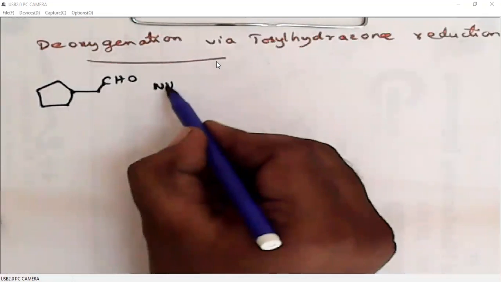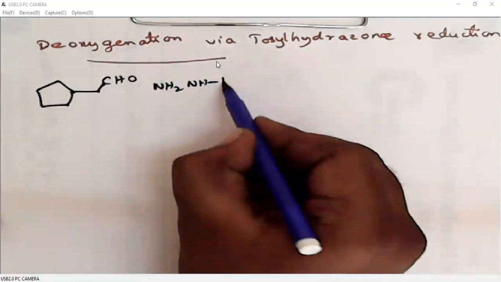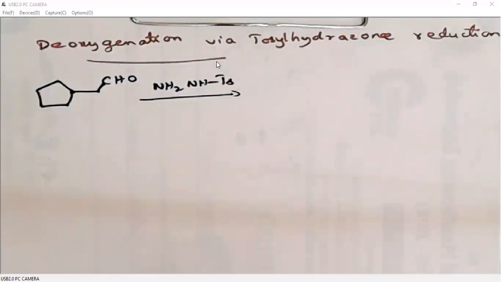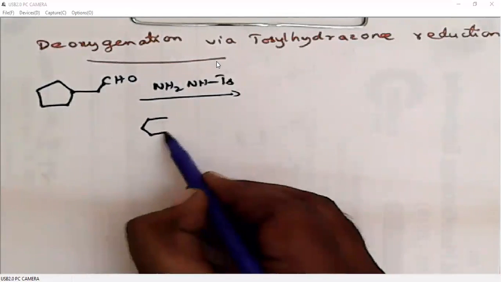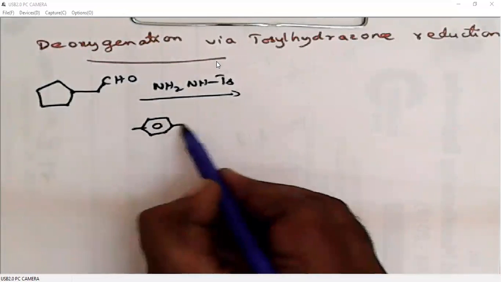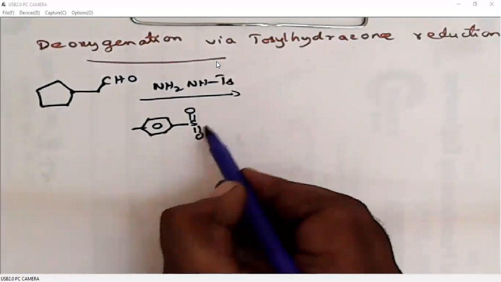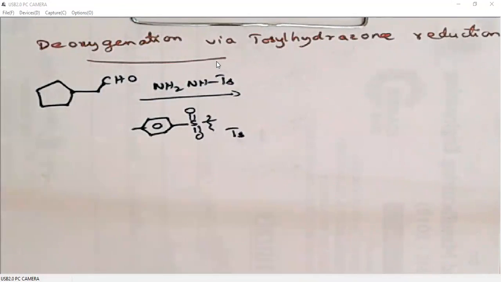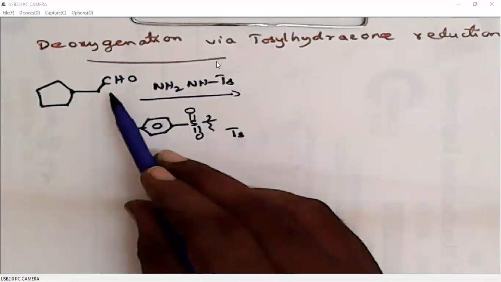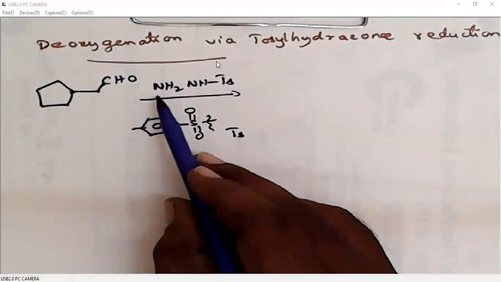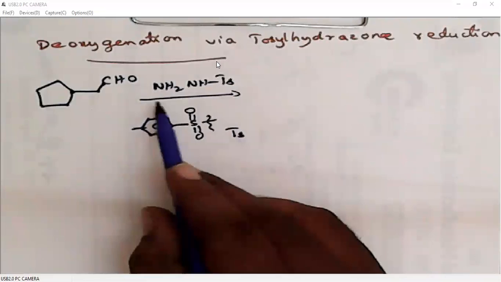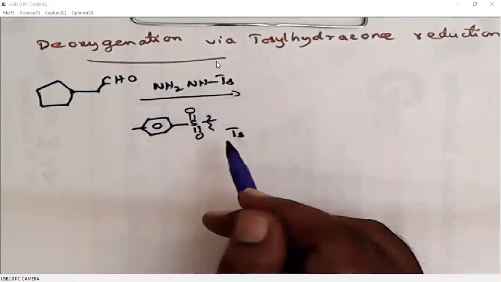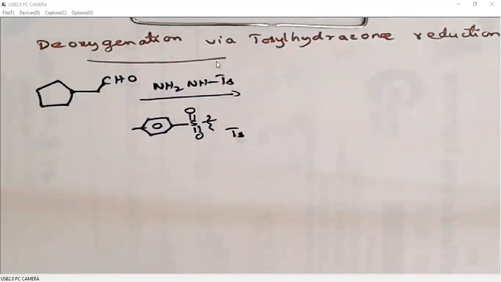and when we treat this aldehyde with tosyl hydrazine, of course you know what is tosyl, right? Tosyl is paratoluene sulfonyl. This is called the tosyl group. When we treat aldehydes or ketones with amines, we will get imine. Similarly, when we treat aldehydes and ketones with hydrazine, what we will get is called hydrazone.